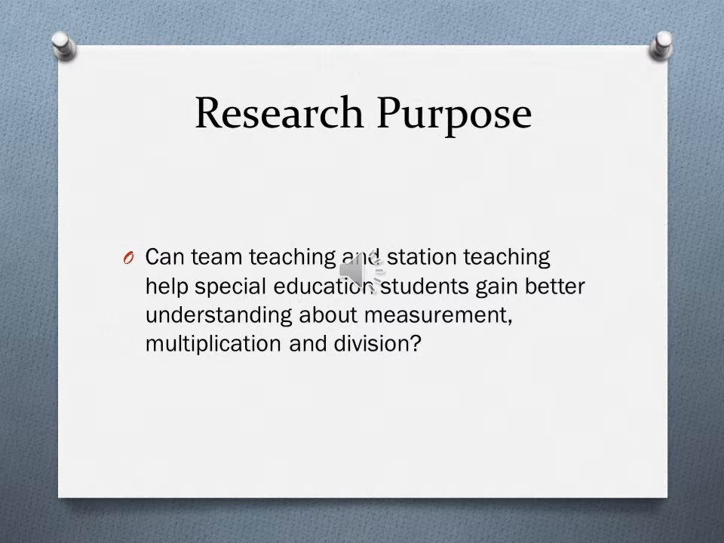The purpose of this study is to see and discover if team teaching and station teaching will help special education students gain better understanding about measurement, multiplication, and division. Knowing that this year I have the opportunity to work with the inclusion classroom, I wanted to pick a topic where I was going to be able to see if co-teaching will benefit the type of students I have this year.